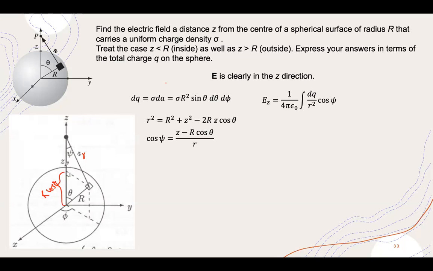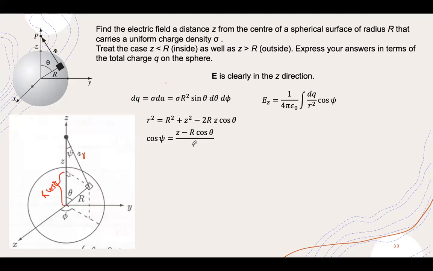So this is the base. This is total from origin to this point, the distance is z. So I have to just subtract this distance for this triangle. So this is going to give us z minus r cos theta divided by this quantity, which is r. So we can substitute here, and cos psi is basically z minus r cos theta divided by r.